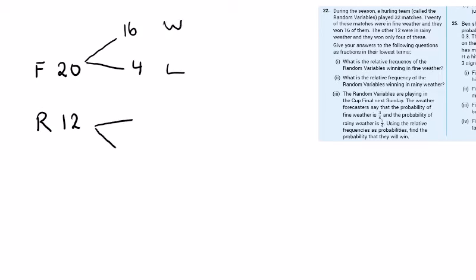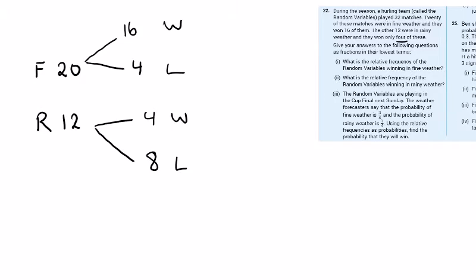20 were in fine weather, and the other 12 were in rainy weather, fine and rainy. And of this 20, they won 16 of them. They obviously lost 4 of them, so won and lost. On a rainy day, their success rate was they won 4, and obviously they lost the other 8.